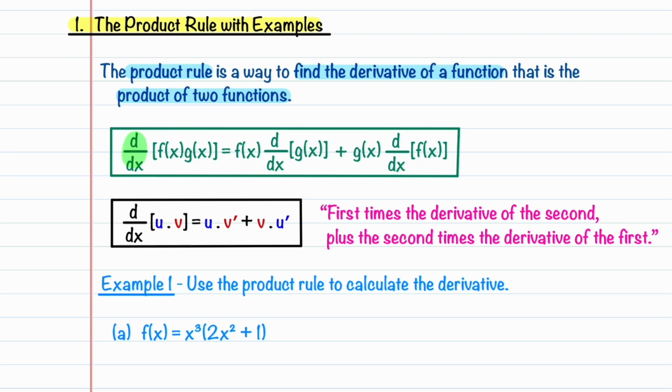The derivative with respect to x of the product of two functions f of x and g of x is the first function f of x times the derivative of the second function plus the second function times the derivative of the first function. The product rule can also be written as the derivative of the product u times v, and this derivative is just the first times the derivative of the second plus the second times the derivative of the first.